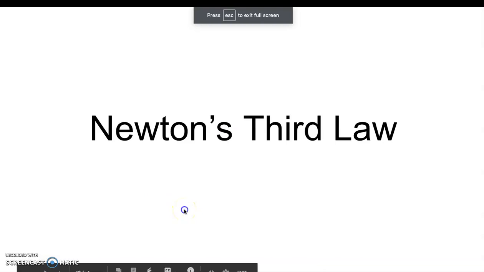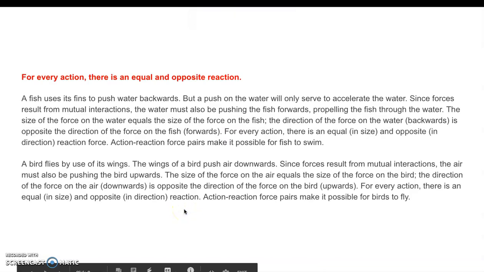All right, Newton's third law of motion. For every action, there's an equal and opposite reaction. That is the law. So here's some examples.